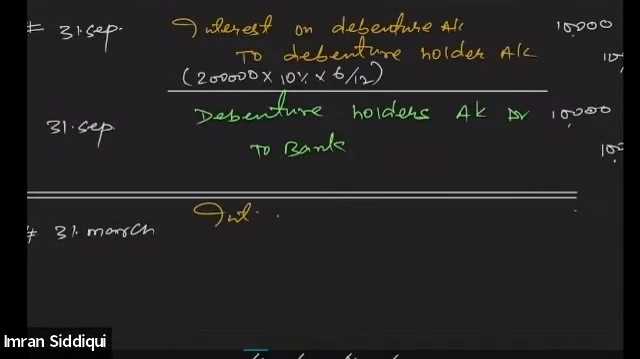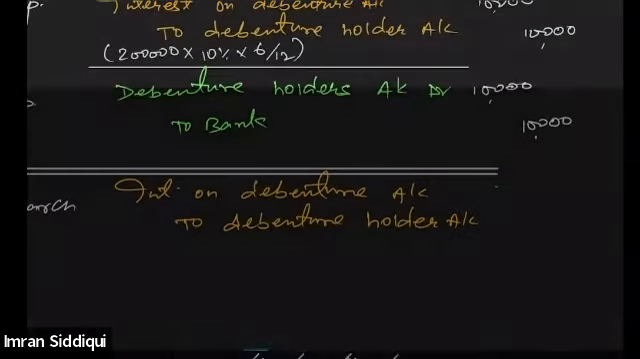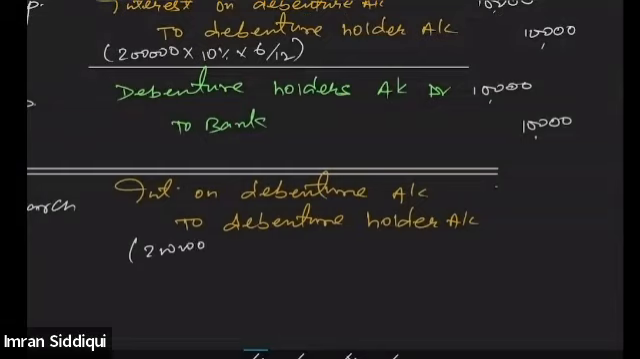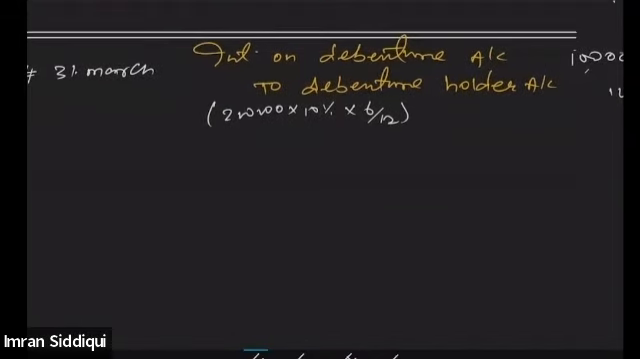That will be interest on debentures account debit to debenture holder account. All right. Again, if you do the calculation, you will get the same value, 2 lakh into 10% for the next 6-month period. That will be 10,000. Okay. This is the entry for making the interest due.